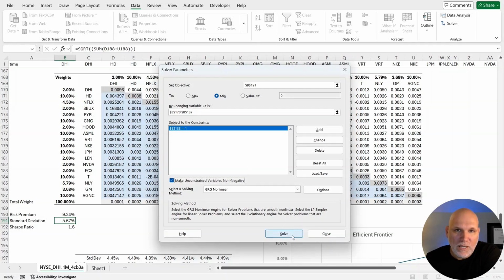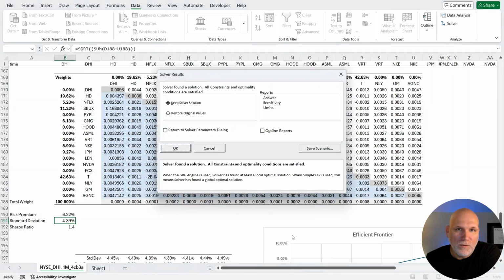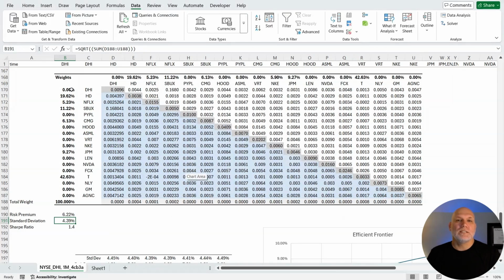So now I'm going to hit solve. It goes through probably a million calculations, and there are my weights. So it didn't care for DHI. It's going to add too much risk. It likes Home Depot. It likes Starbucks. It likes AT&T a lot. So it likes Home Depot, and it doesn't really care for these other ones. They must not have enough return, or there's too much volatility or something.